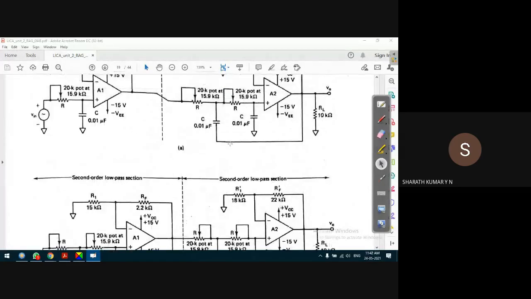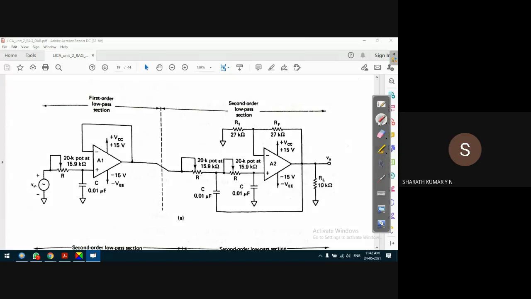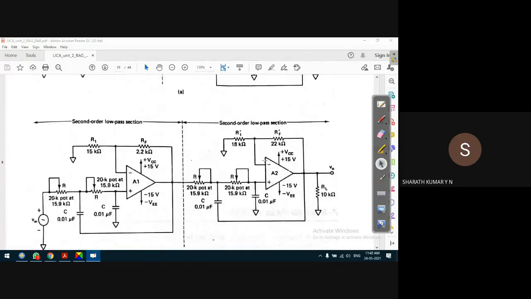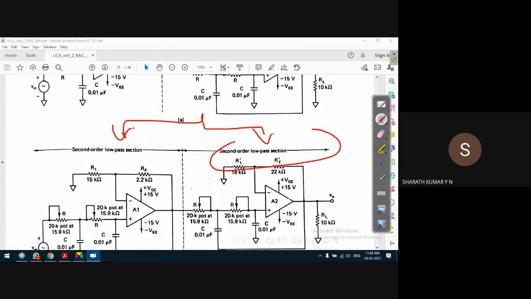Second order low pass section. Here we go. First order low pass section. So this is a first order low pass filter, and this is the second order low pass filter. Like this, two stages are cascaded, to implement the fourth order low pass filter.